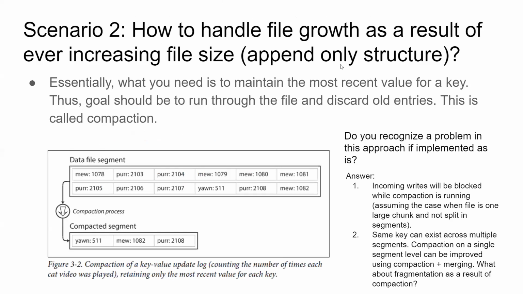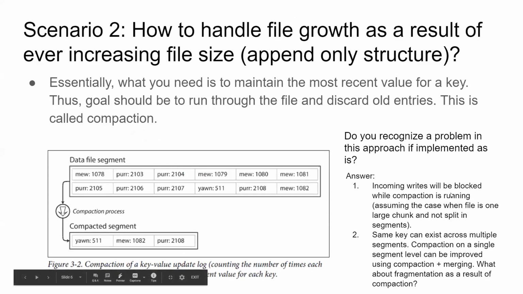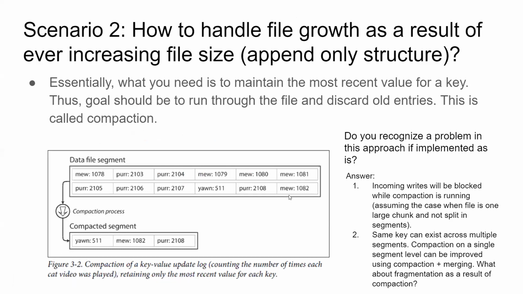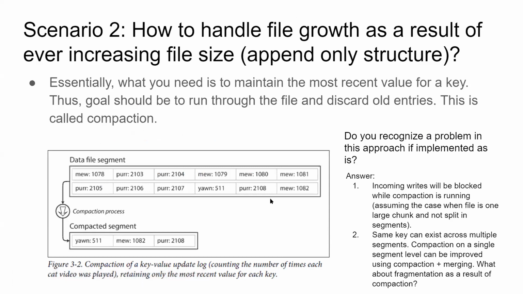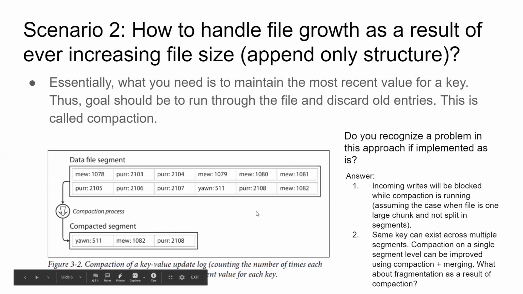Here I discuss how I handle the file growth. The answer is compaction. But the next question is that compaction can also interfere with my ongoing writes, so how do I handle that? And in this diagram, it is only showing one data segment, whereas the same key can be present in another data segment as well. So how do I handle that?